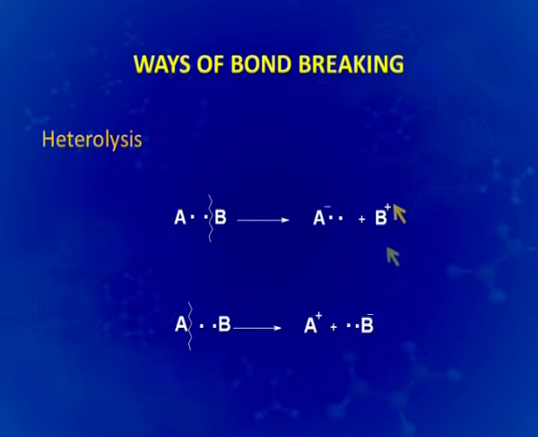Now think of a vice versa situation wherein the heterolysis is taking place in such a manner that A is getting nothing and B gets the shared pair of electrons. What will happen in this case is that B will become negative by virtue of getting the shared pair of electrons, whereas A will remain deficient of that electron.